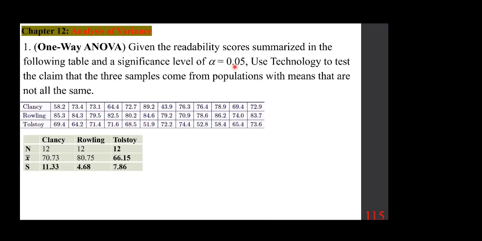By the way, just so you see what happened here, there are 12 pieces here. That's what N is for each case. That's N for Clancy, Rowling, and Tolstoy. Then X bar. So for this crew, the X bar is this number. For Rowling is this number, and for Tolstoy is this number. And of course, the standard deviation.